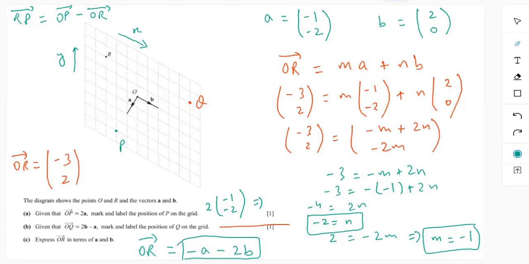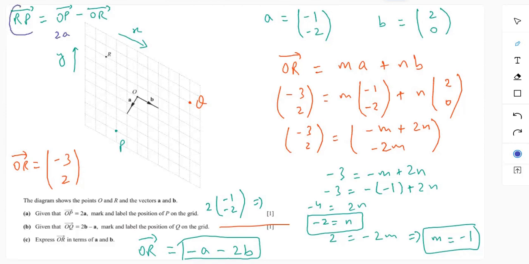So how do you use this then? What do you have to find? You have to find OR, you have to figure out OR. Let's make a set. You need these two things, which are OP and RP. You have OP in terms of A already, so that's 2A. That's fine. So that will work as well.